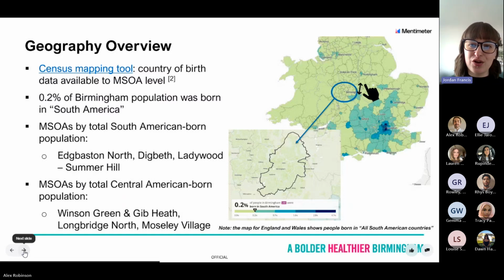So for example, we can look at the country of birth data in a visual way using this tool. For populations that were born in South America, you can typically see that population density increases as we go to the southeast, especially around London. The Birmingham population is slightly lower than London and that southeast region, but still higher than some other places in the UK. However, the census mapping tool doesn't give us a breakdown of that geography within Birmingham.